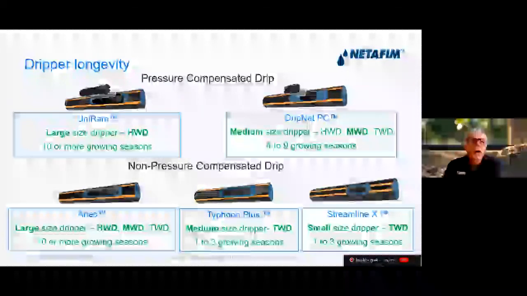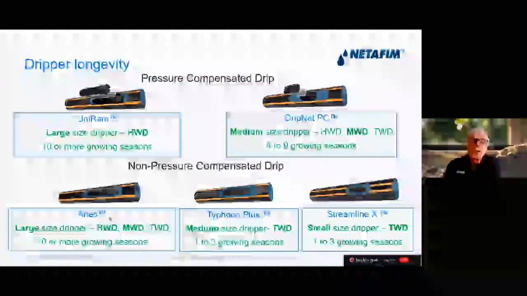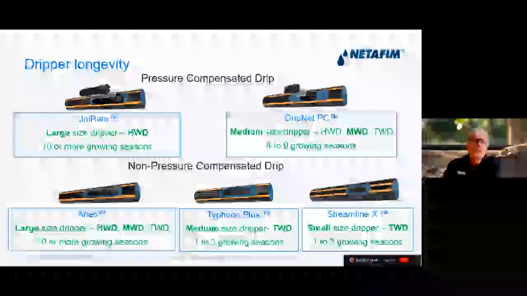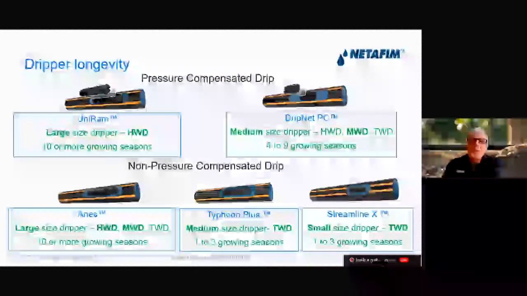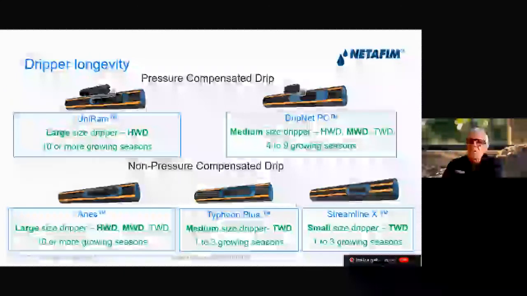It's just a guideline. The Aries dripper, that's a large non-pressure compensating dripper, and we put it into a heavy wall thickness. We also put it into a medium wall thickness, and recently we've actually started putting it into a thin wall thickness. Typhoon Plus, that's a medium-sized non-pressure compensating dripper, and we generally put it into a thin wall. And the same with Streamline X.